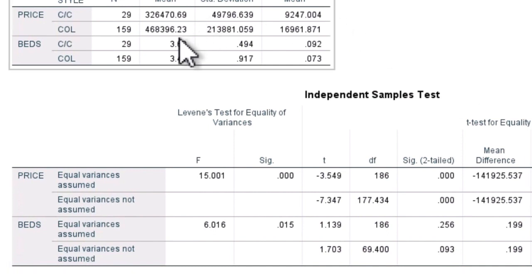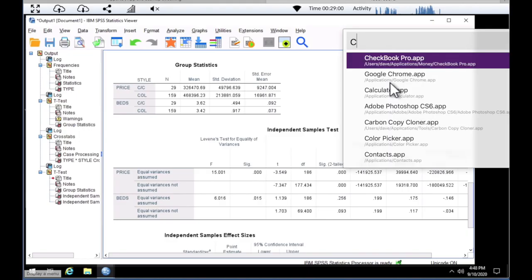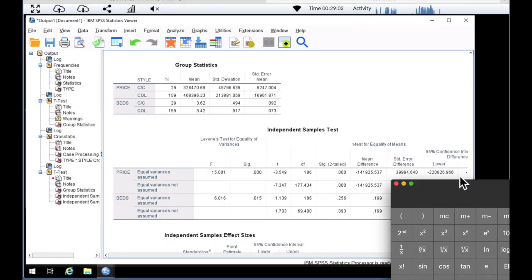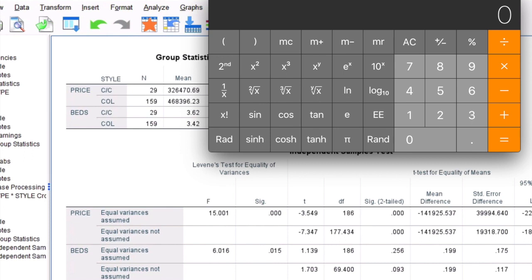It's just one mean minus the other. So it's 468,396 subtracted from 326,470. So if I type this in, if I take the mean, 326,470.69, minus 468,396.23, equals negative 141,925.54. And there it is there, different by 0.03 because they give you an extra decimal point here than they do here. Mean difference is just one mean minus the other.